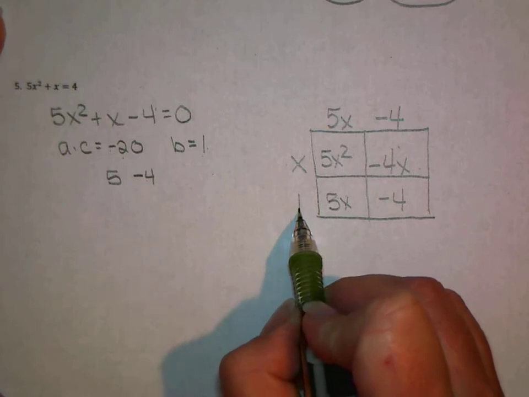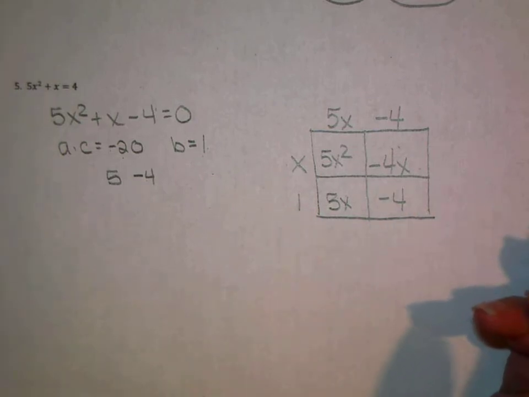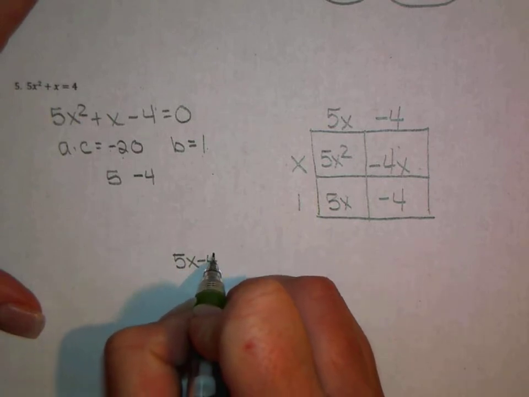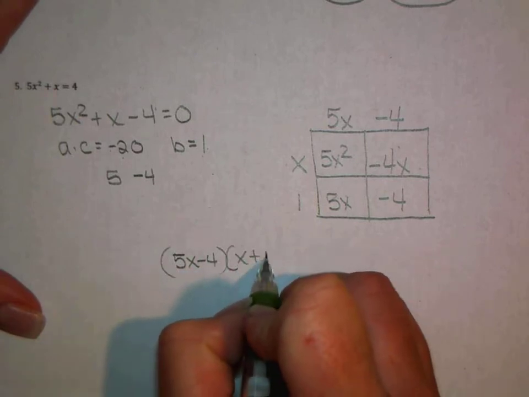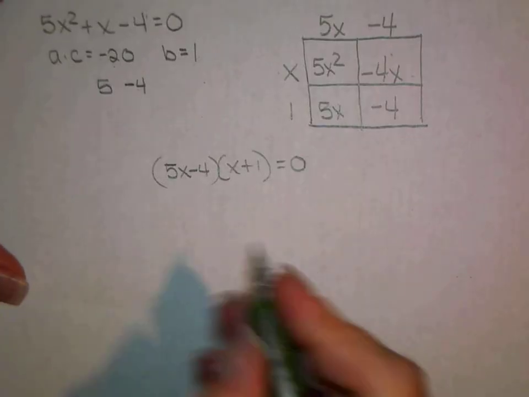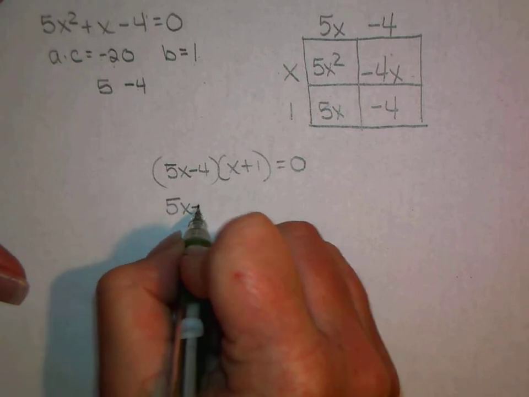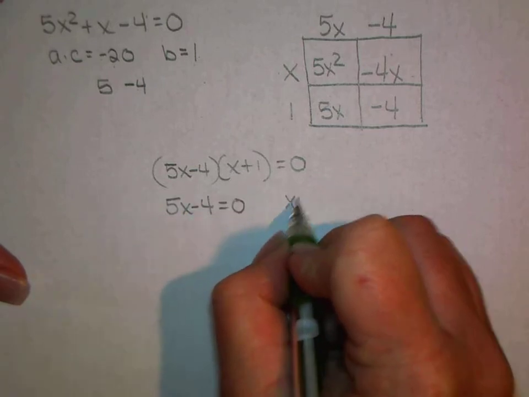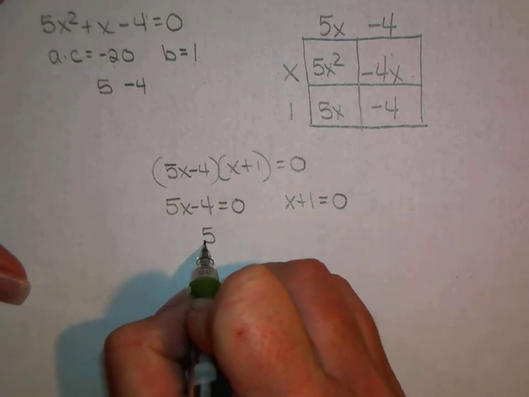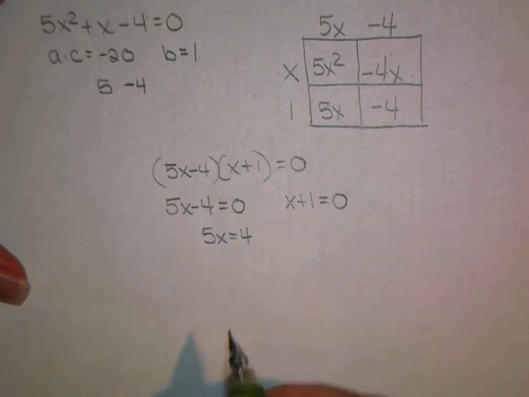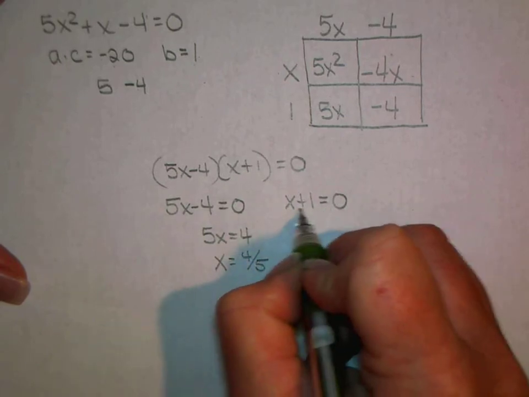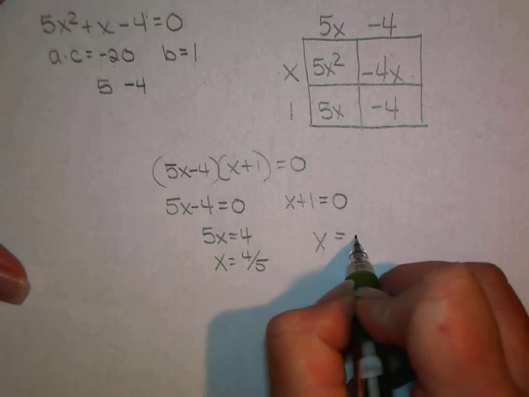Don't forget, you can always factor something out. It might only be a 1, but you can always factor something out. So 5x minus 4, x plus 1 equals 0. Then you're going to set each parentheses equal to 0. So 5x minus 4 equals 0. X plus 1 equals 0. You're going to add 4, so 5x equals 4, and then you're going to divide both sides by 5, so x equals 4/5. You're going to subtract 1, so x equals -1.